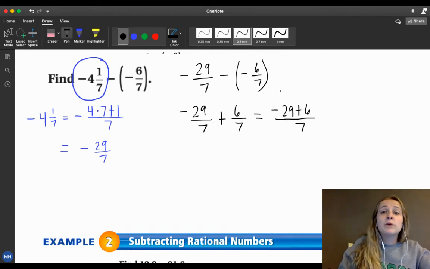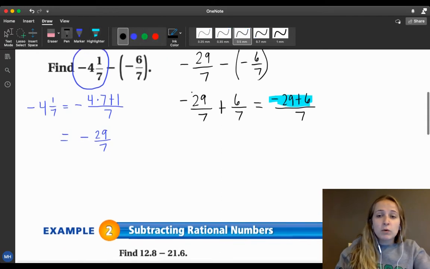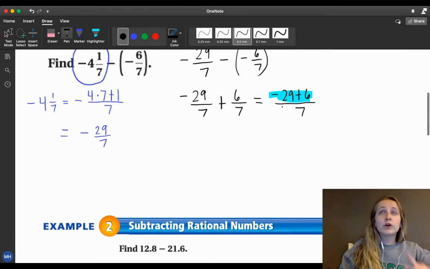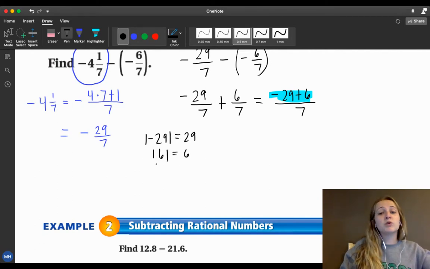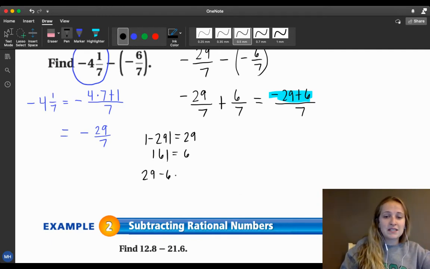Notice how our denominator is the same, and that's why we can add these two fractions together. Okay, so now we want to work on the top. I'm going to highlight this just so we keep track of it. So negative 29 plus 6. We're going to go back to 1.2, which is adding integers, and we're going to use those same rules. So we're going to take the absolute value of negative 29, which gives me a positive 29, and the absolute value of 6, which gives me 6. And remember, our rule is to subtract the lesser absolute value from the greater absolute value. So we're going to do 29 minus 6, which is going to give us 23.